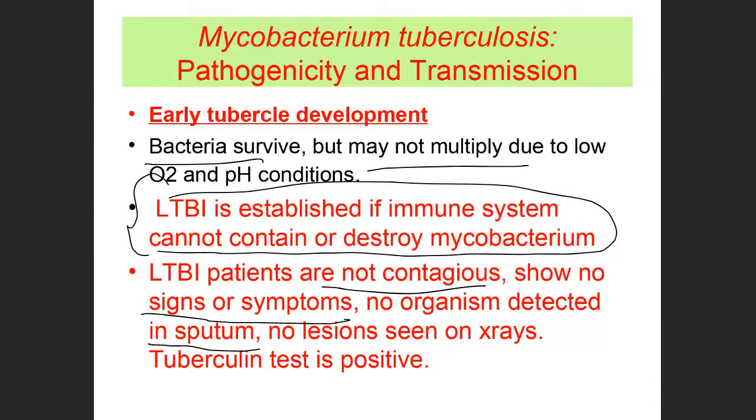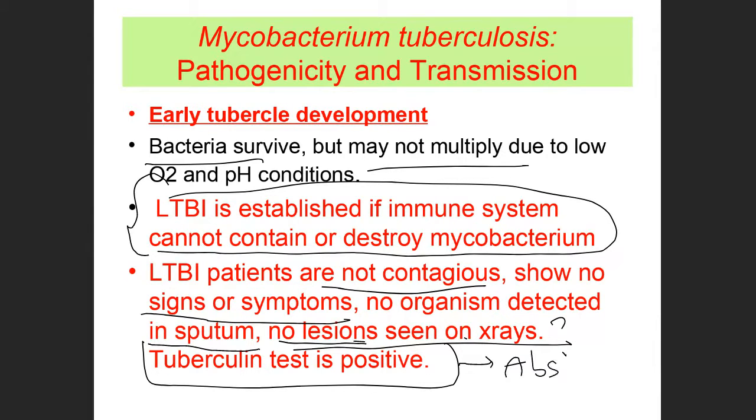Sometimes lesions are seen, sometimes they're not seen. It says here that no lesions are seen on X-ray. That sometimes is not true. Sometimes the lesions can be seen. However, the patient will have antibodies against the bacteria because the bacteria is being fought off by the immune system. So a tuberculin test, which is the skin test, will be positive.